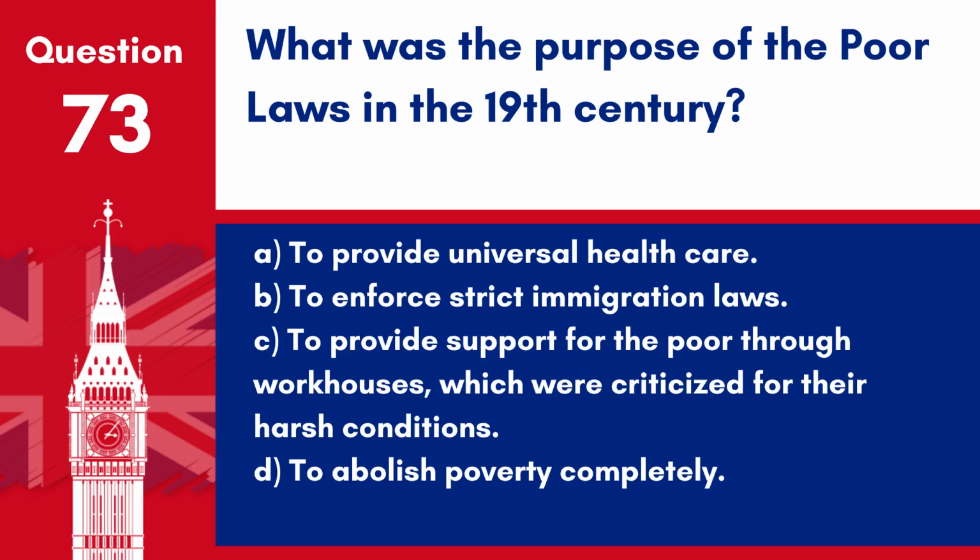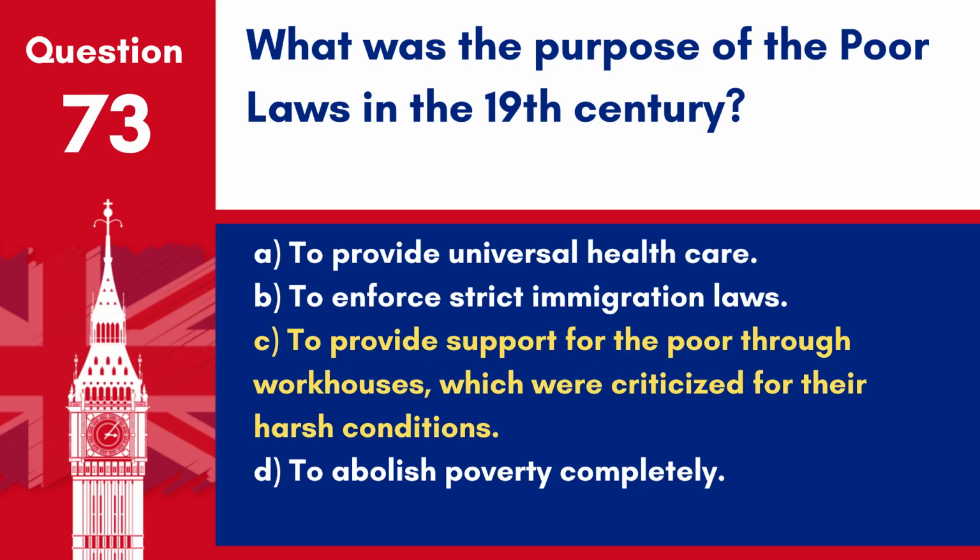Question 73. What was the purpose of the Poor Laws in the 19th century? A. To provide universal health care. B. To enforce strict immigration laws. C. To provide support for the poor through workhouses, which were criticised for their harsh conditions. D. To abolish poverty completely.